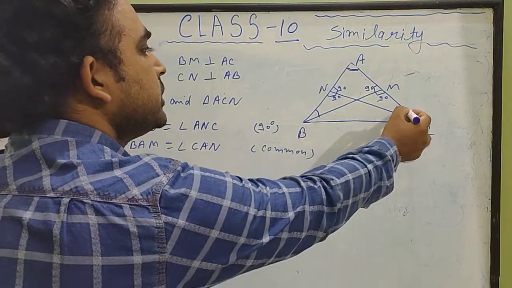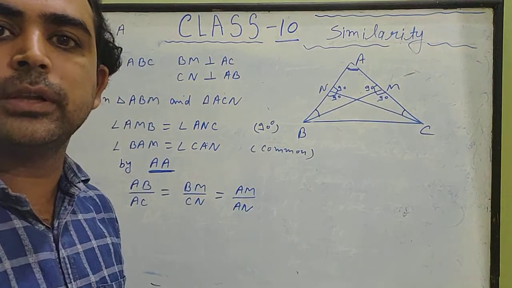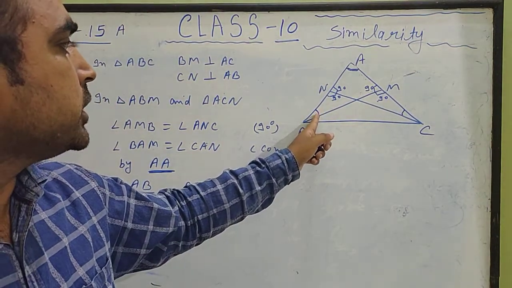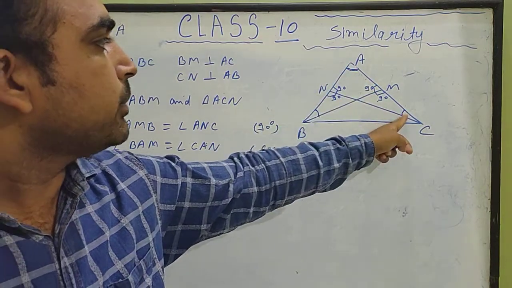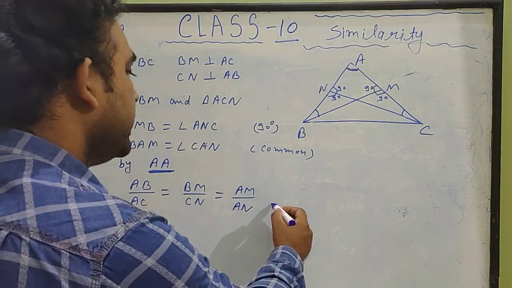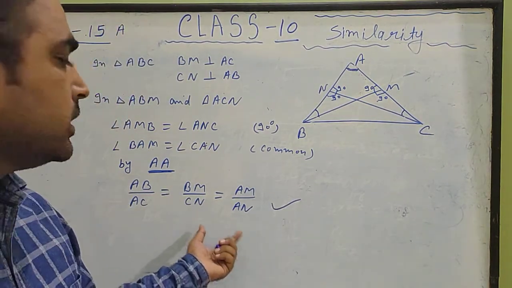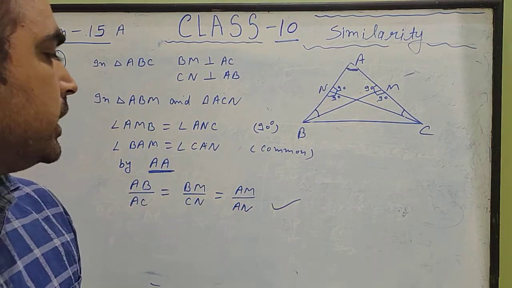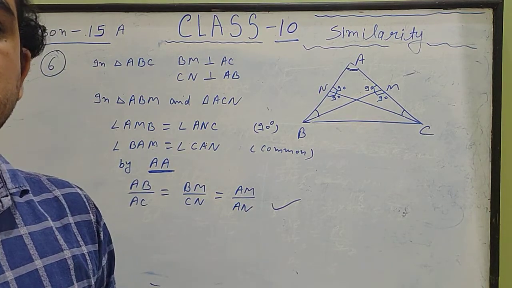And the third angle is this. So this angle is equal to this angle. If two angles are equal in similar triangles, then the third angle will also be equal. So opposite of this is EM and opposite of this is EN. So EM upon EN. Hence proved. This is what we had to prove. So AB upon AC is equal to BM upon CN is equal to EM upon EN. Okay, understood?